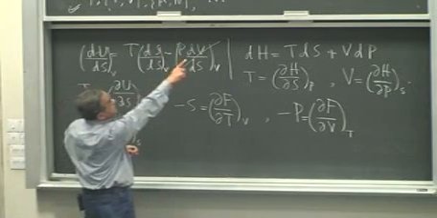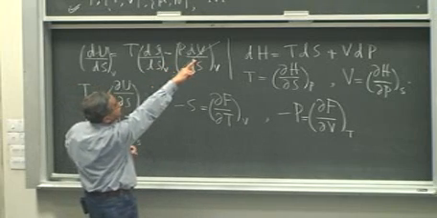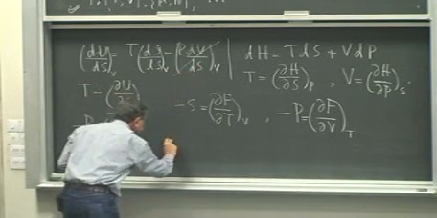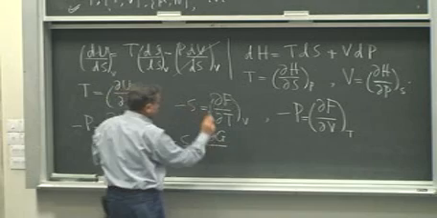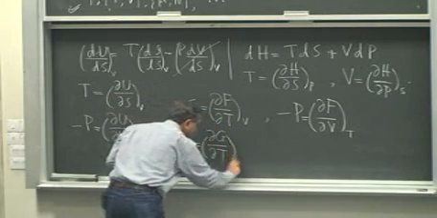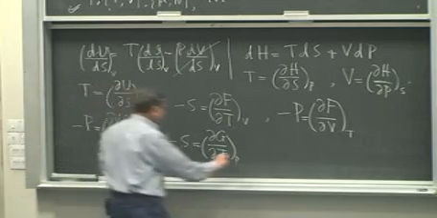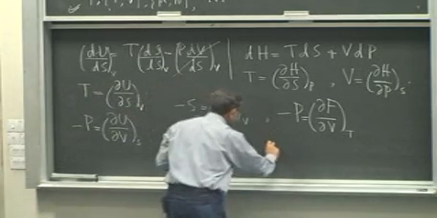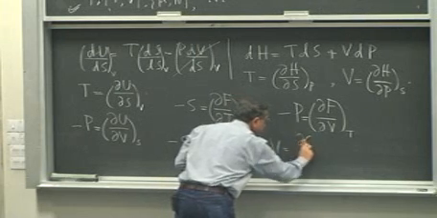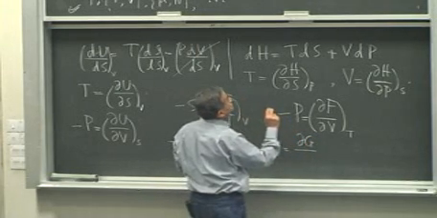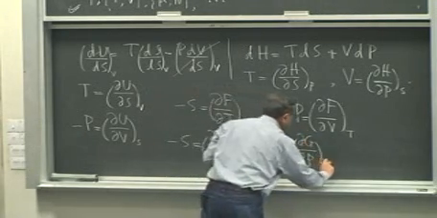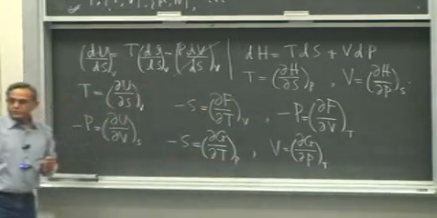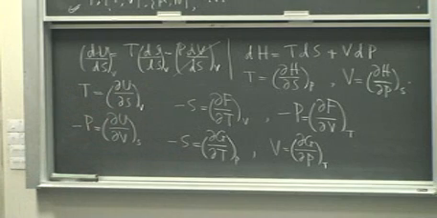And I can also get from the last of these four equations, minus S equal to the partial differential of G with respect to T at constant pressure, and volume equal to the partial differential of G with respect to P at constant temperature. So I have therefore these equations that can be very easily derived from these other four relations.